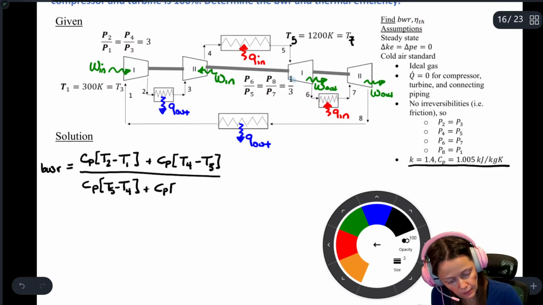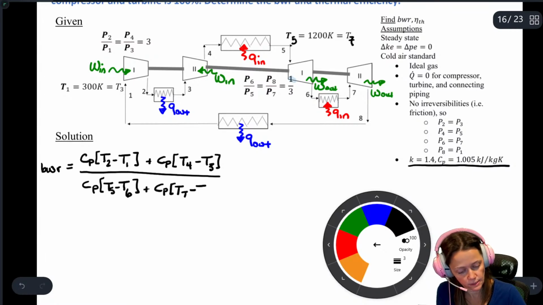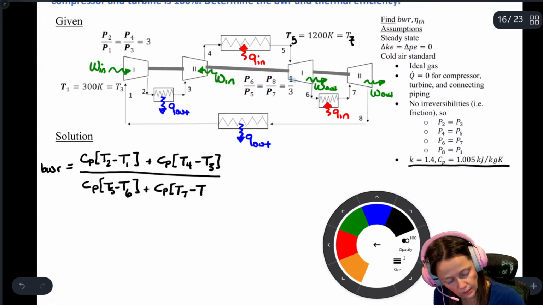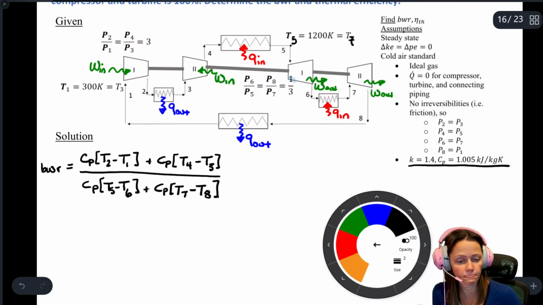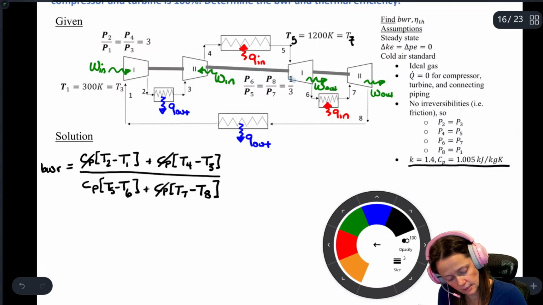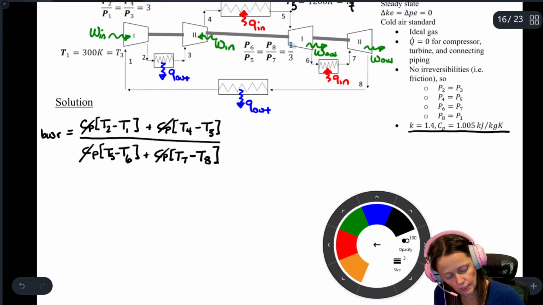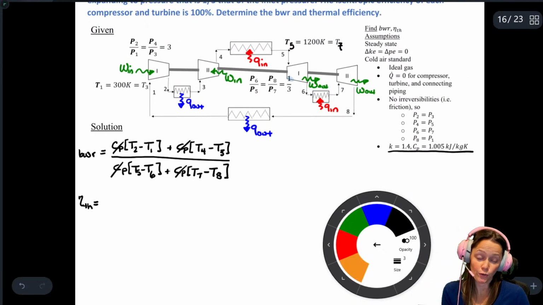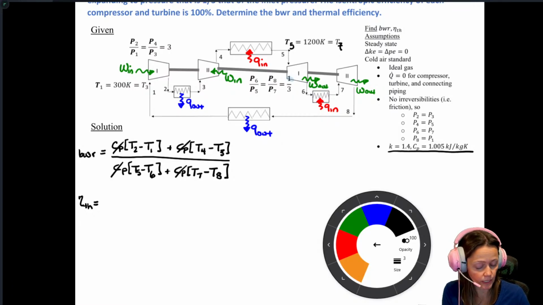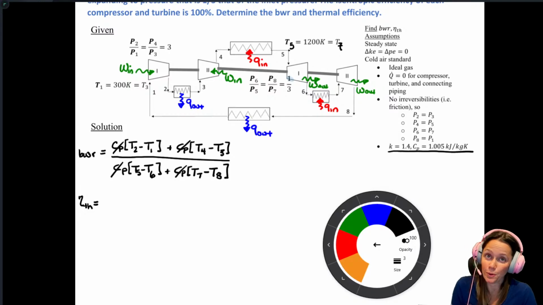plus CP (T7 minus T6), T5 minus T6. Fix that, because it's between 5 and 6. And then the second expansion process is between 7 and 8. So this and this and this and this go away. And then your thermal efficiency, you could put it in terms of 1 minus Q out over Q in, or the net work out over Q in. It doesn't matter. In fact, it would be a good idea to calculate it both ways, so that you get the same answer both ways, and that way you verify that you got all those temperatures correct.